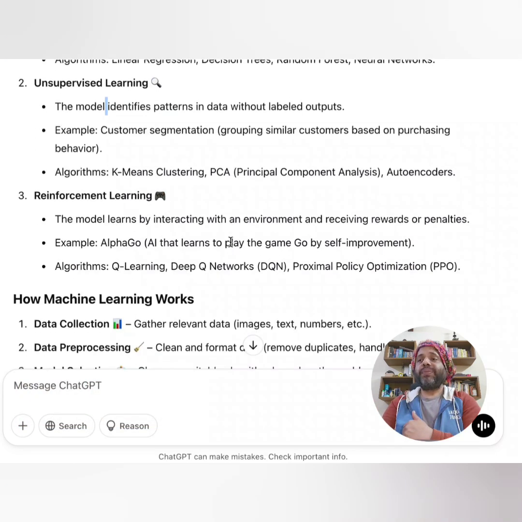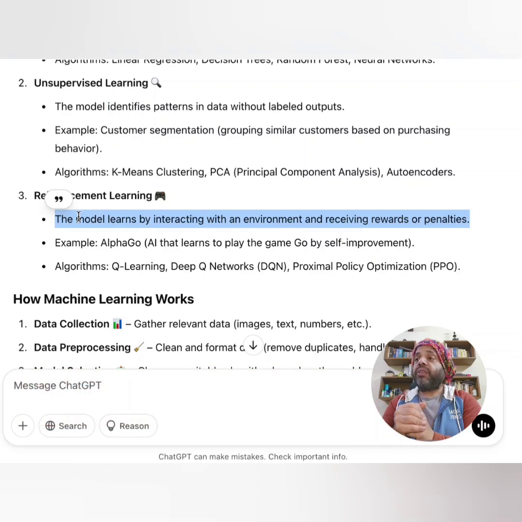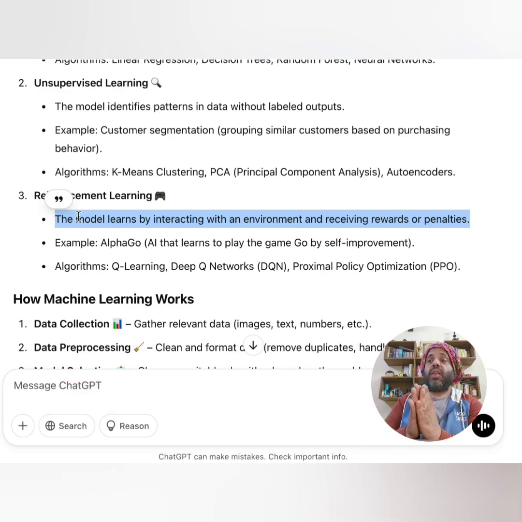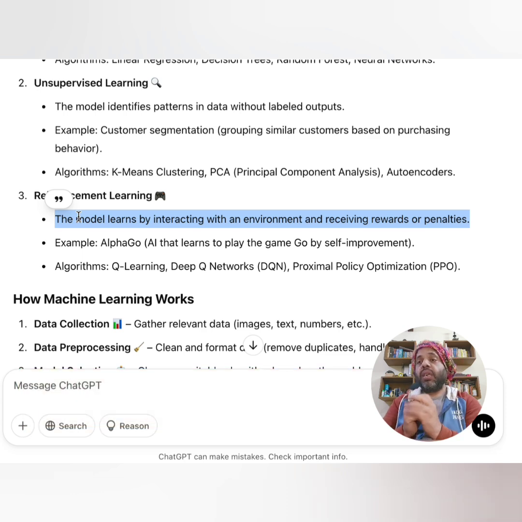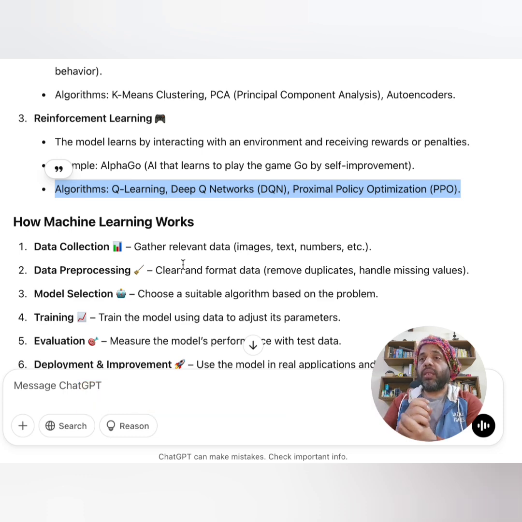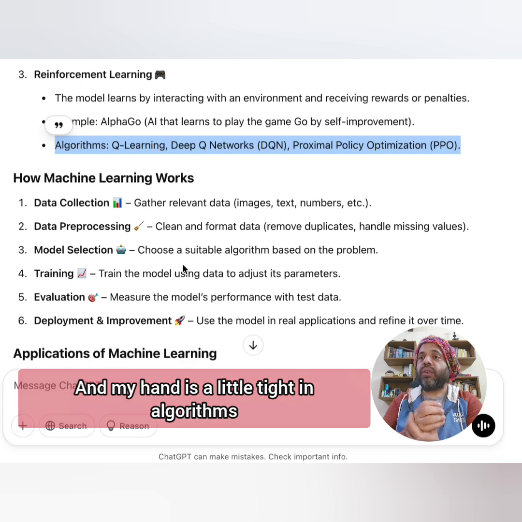Reinforcement learning. The model learns by interacting with an environment and receiving rewards or penalties. Example, AlphaGo, an AI that learns to play the game Go by self-improvement. Algorithms: Q-learning, deep Q networks, DQN, proximal policy optimization, PPO. Okay, these are all algorithms, and my hand is a little tight in algorithms.